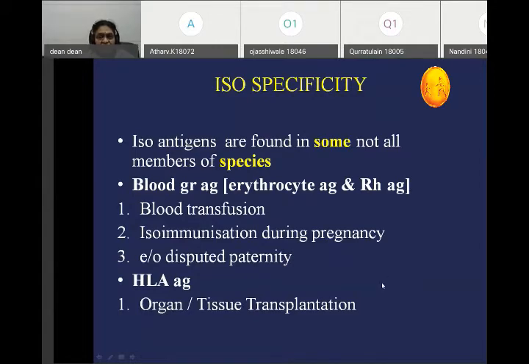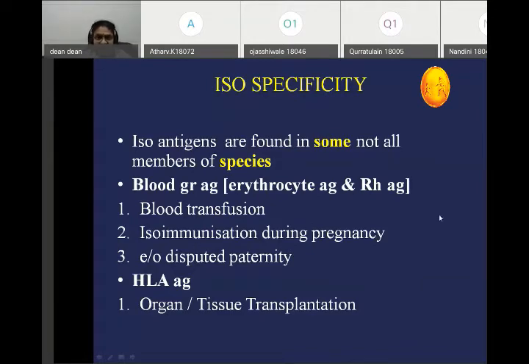Isoantigens are found in some, not all the members of the species. Examples of isoantigens are blood group antigens, which are important in blood transfusion. They are important in isoimmunization during pregnancy. What is isoimmunization? In pregnancy, if mother is Rh negative and father and fetus are Rh positive, in first delivery, some fetal cells are transferred to maternal circulation and antibodies are produced against these Rh positive cells. So this is called isoimmunization.